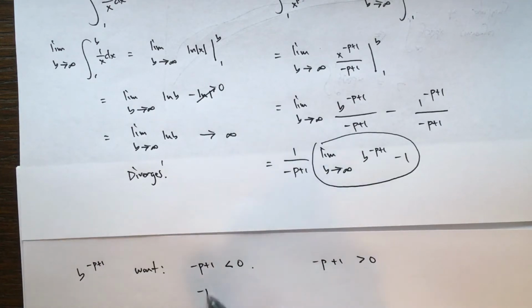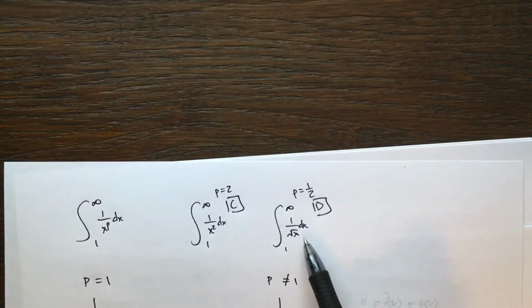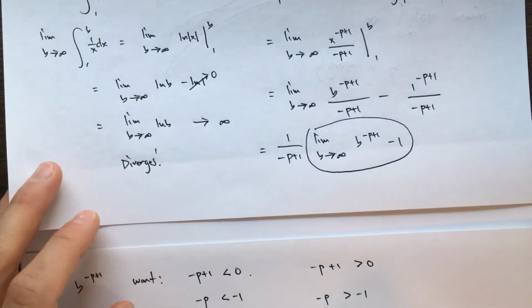So here I would get negative p is less than negative 1, so p is greater than 1. This would be to make it converge. And here I would get negative p is greater than negative 1, so p is less than 1, to diverge. So before we saw that if p does equal 1, it diverges. If p is less than 1, it diverges, which matches up with what we saw with p equals 1/2. And if p is greater than 1, it converges.